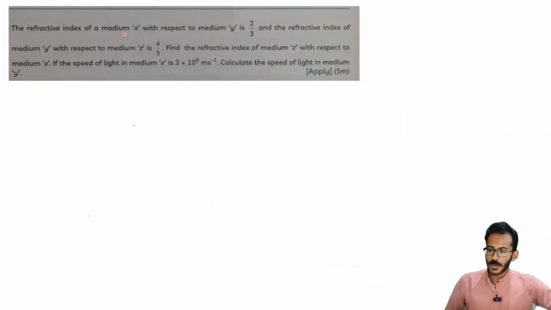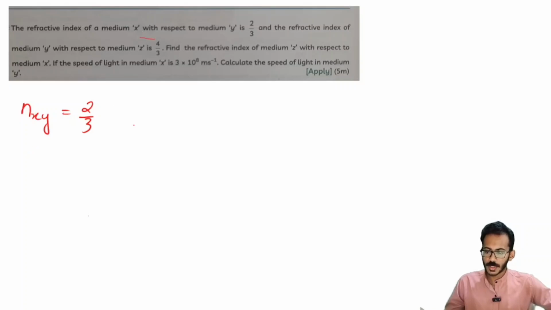Now, here we have a question based on that topic. Let's see how to solve it. So here, the refractive index of medium x with respect to medium y is given as 2 by 3. Let's write that. As per what we have studied just now, the refractive index of medium x with respect to medium y is given as 2 by 3.